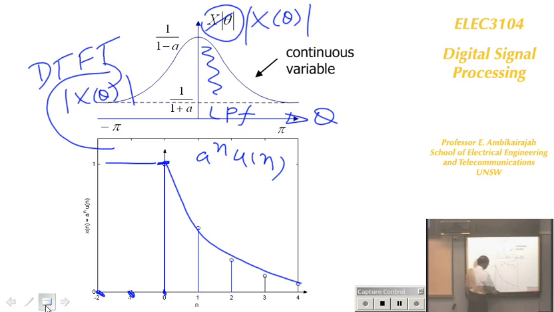So if you are given a sequence, you should be able to apply this formula to get the Fourier transform. What does the Fourier transform tell you? What sort of frequency is available?